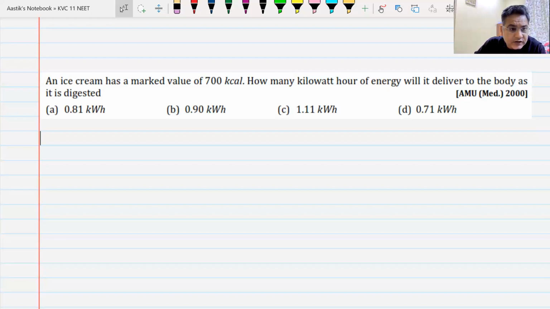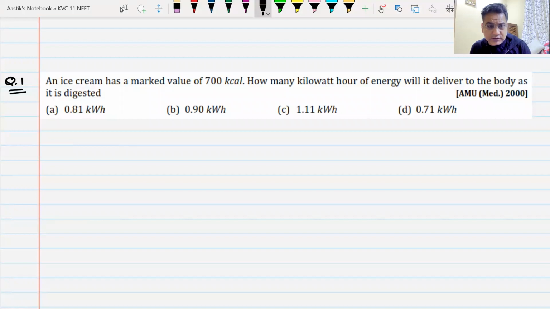So anyone got the answer for this one? So how are we supposed to solve this? You have to convert kilocalorie into kilowatt hour. So how will you convert kilocalorie into kilowatt hour?